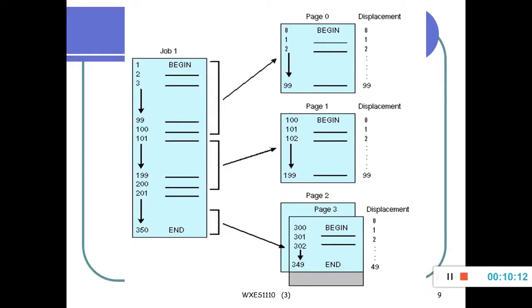You have job 1 here, divided into page 0, page 1, page 2 and page 3. The program contains 350 lines, from 1 to 350. Page frames start from 0 and the first goes until 99, so it's 100 lines. Page 0 and page 1 also have 100 lines, from 0 to 99. Page 2 also has 100, and page 3 is 0 to 49, 50 lines.